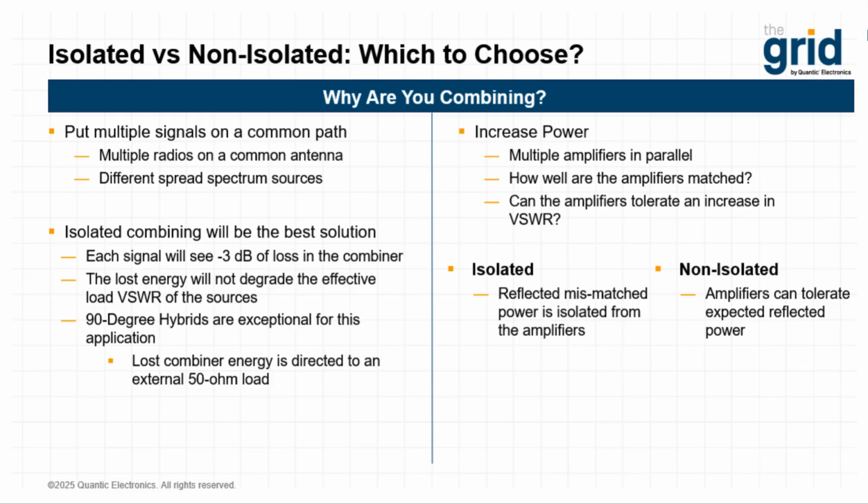If we're trying to increase power by running multiple amplifiers in parallel, we can go with either an isolated or a non-isolated scenario. What it comes down to is how well those amplifiers are matched, and can the amplifiers tolerate that little bit of increase in the VSWR that I just spoke about? If the reflected mismatch energy will be too much for the amplifiers to handle, then you have to go to an isolated solution. If the amplifiers can tolerate the expected power, then possibly a non-isolated solution could end up being a better overall solution for you.